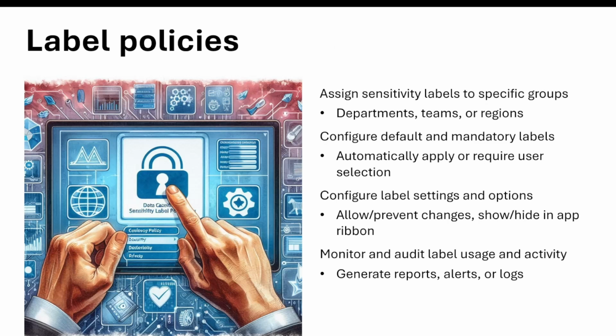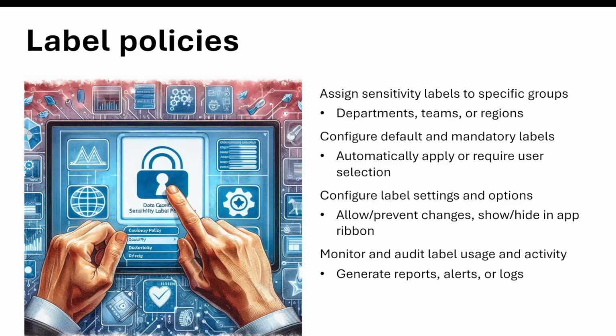So what are these policies? What are the label policies about? Now, label policies are a way to manage and deploy your sensitivity labels to your users and devices. You can create label policies in Microsoft 365 Compliance Center. You could also do that in Azure Portal. Now, these policies can allow you to do a number of things. For example, you can assign sensitivity labels to specific users or devices, such as departments, teams, or even regions. And then you can configure default labels and mandatory labels for your users or devices.